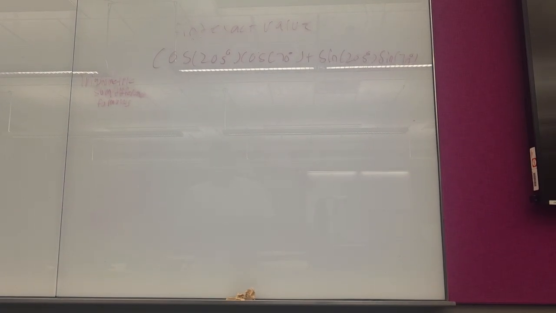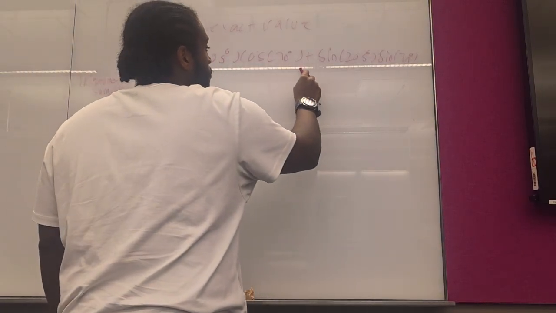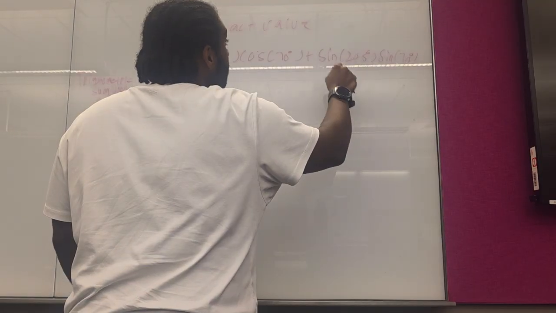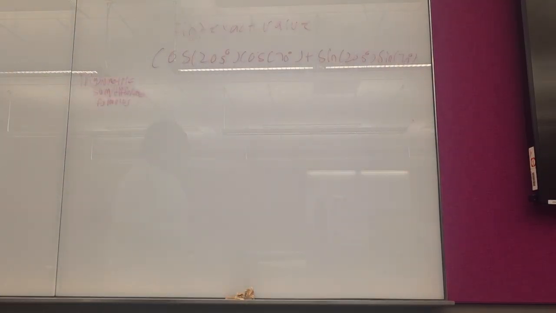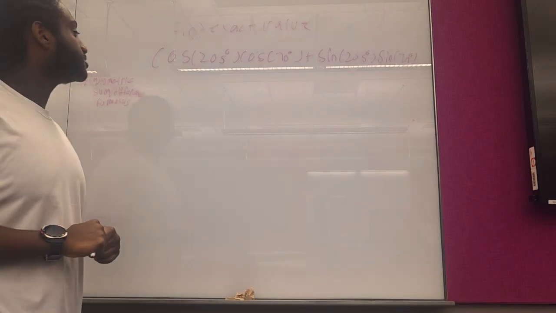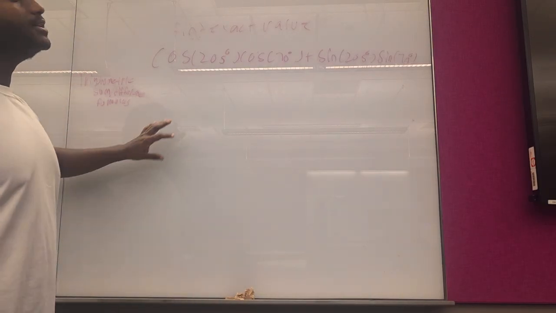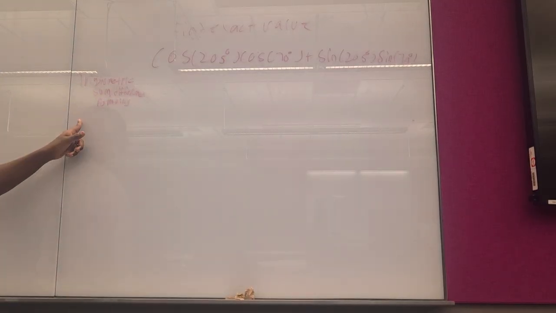Let's go. Find the exact value of cosine of 205 degrees times cosine of 70 degrees plus sine of 205 degrees times sine of 70 degrees. So, this one is very easy. This video is going to be less than 3 minutes, 100%. All you need to know is the trigonometric sum and difference formulas.